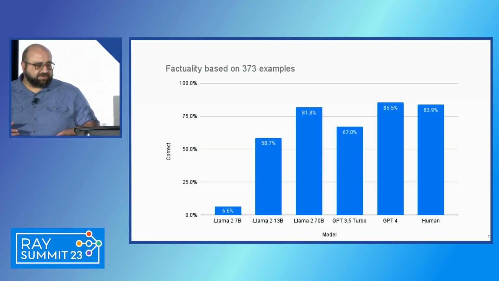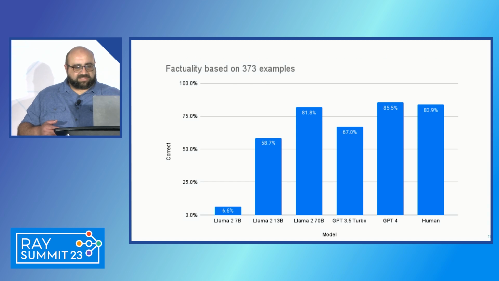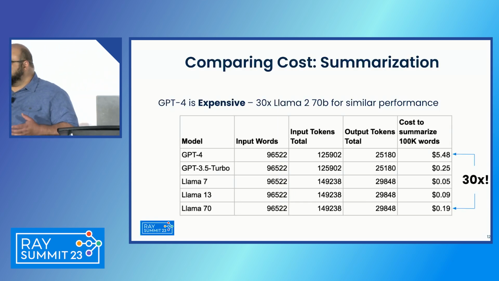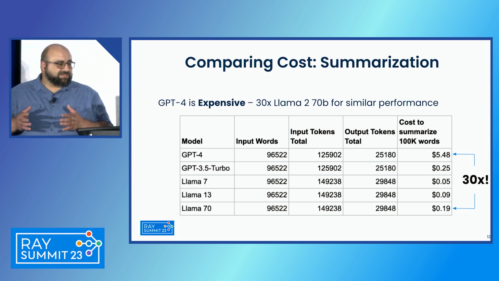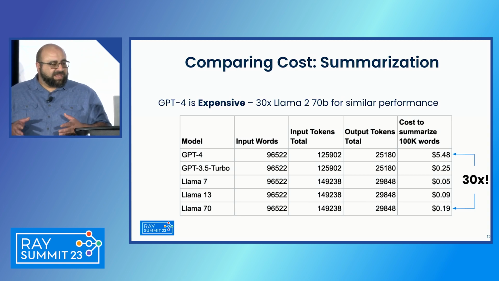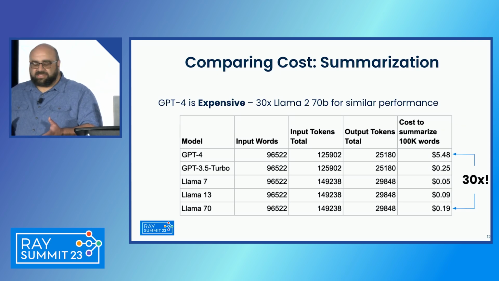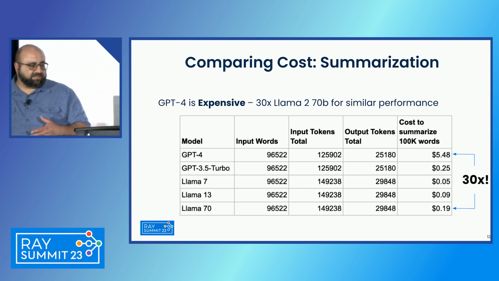Let's go use GPT-4. And I wish it was that simple, because when you run these numbers and look at how much it costs to actually use each of these LLMs, you realize that if you wanted to use GPT-4 to summarize something like 100,000 words, it would cost you about $5.50, versus Llama 70B at our production prices, which would cost you about 20 cents.